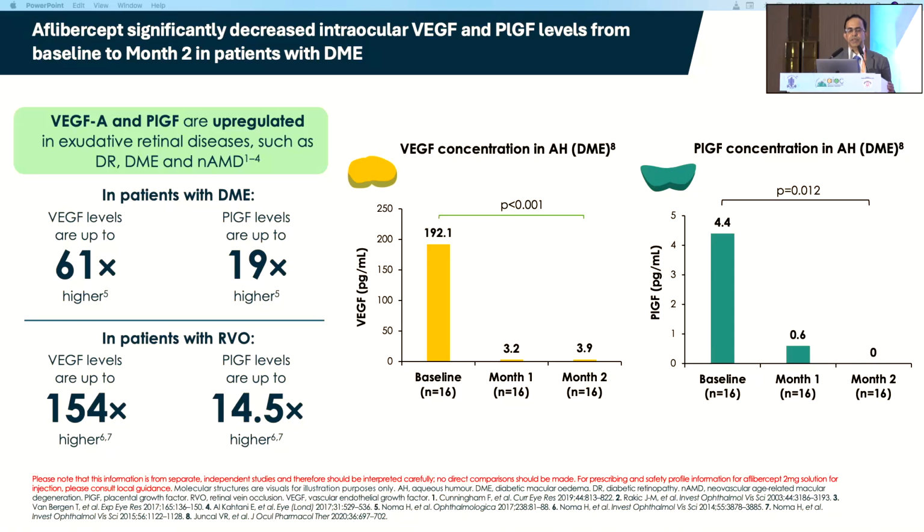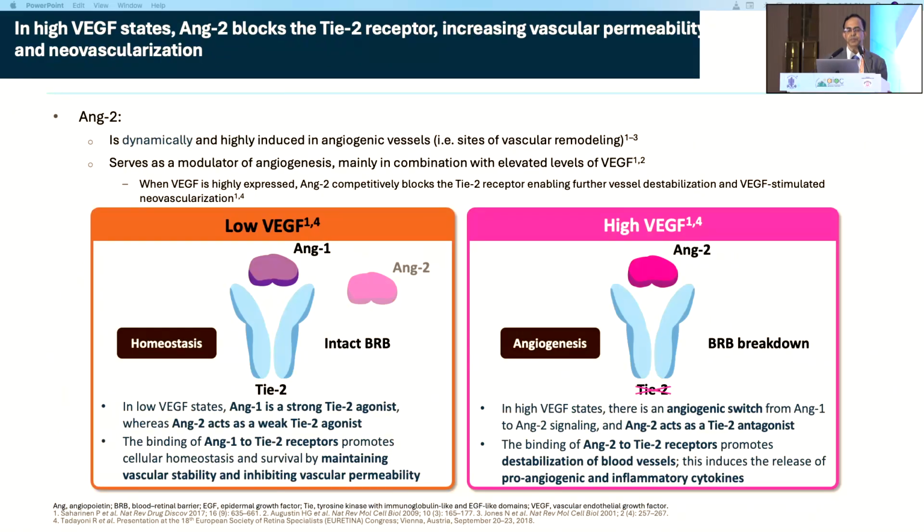VEGF and PlGF are upregulated in exudative retinal diseases such as diabetic retinopathy, diabetic macular edema, and neovascular AMD. Here you can see that in patients with DME, VEGF levels are up to 61 times higher and PlGF levels are up to 19 times higher. In patients with RVO, they are 154 times higher and 14.5 times higher respectively. In high VEGF states, Ang2 blocks the Tie2 receptor, increasing vascular permeability and neovascularization.